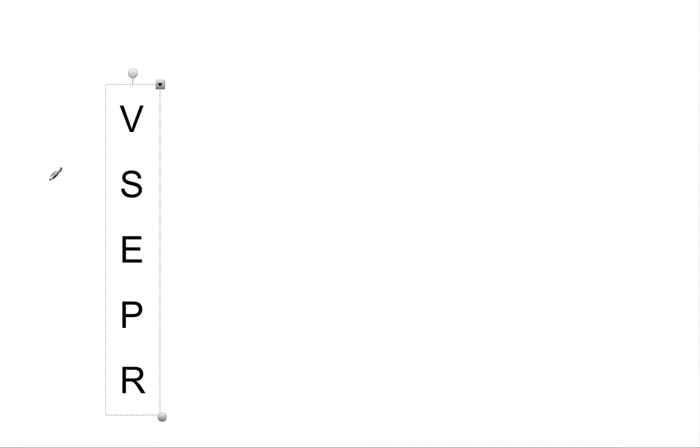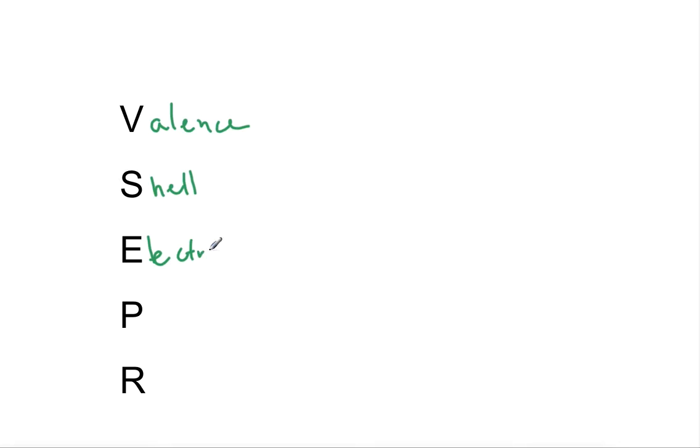The model that we use to determine shape is called VSEPR, and this stands for valence. You can think about valence as the outermost electrons, and S stands for shell. So the valence shell, or the outermost electrons, and the P stands for pair, and the last letter stands for repulsion.